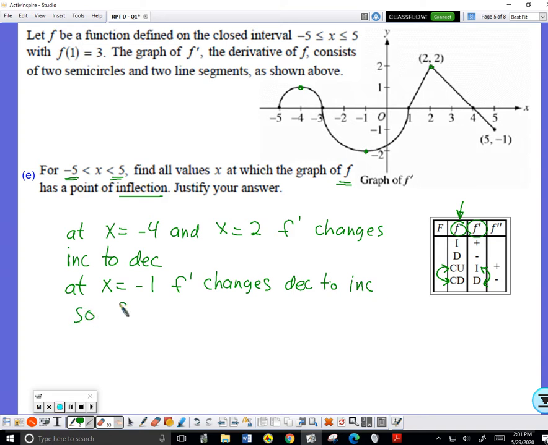So f itself has inflection points at x equal -4, -1, and 2. Again, on the actual AP test, they gave 2 points for this. Again, making this test a bit more challenging, we'll say that's worth 1 point.